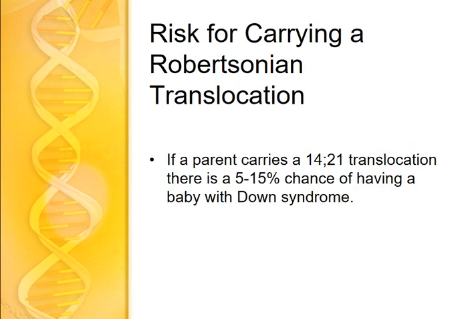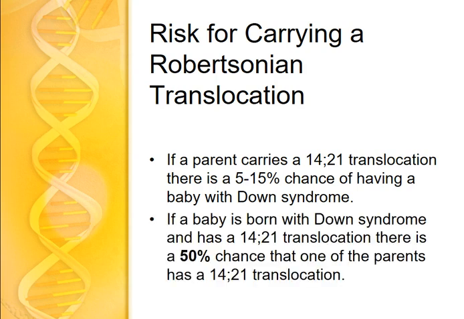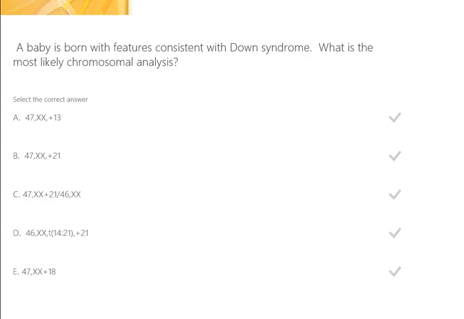So, if a parent carries a 14-21 translocation, there's a 5 to 15% chance of having a baby with Down syndrome. But if the baby is born with Down syndrome and has a 14-21 translocation, there's only a 50% chance that the parent carries it. The parent may not carry it. It may have been something new in the egg or sperm. So testing the parents is important.